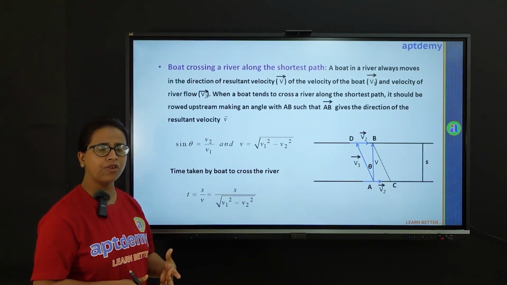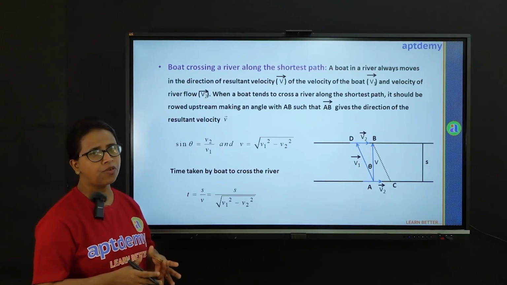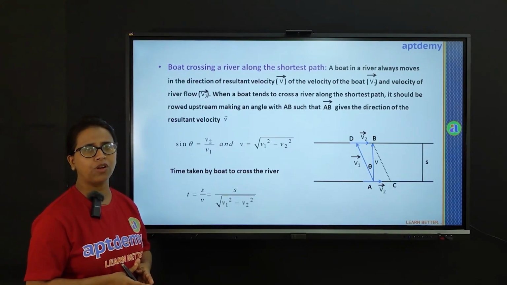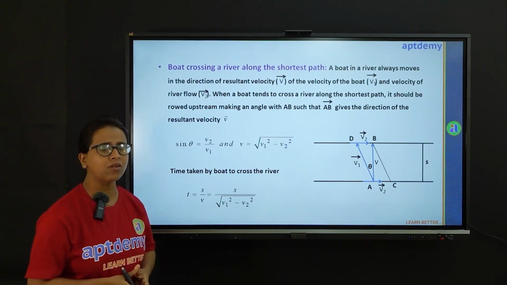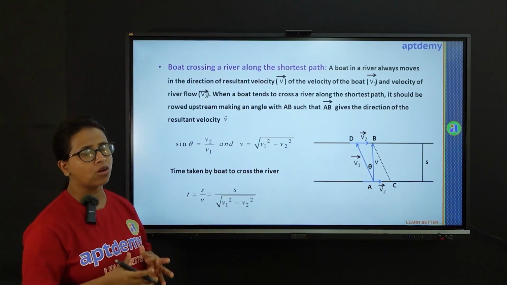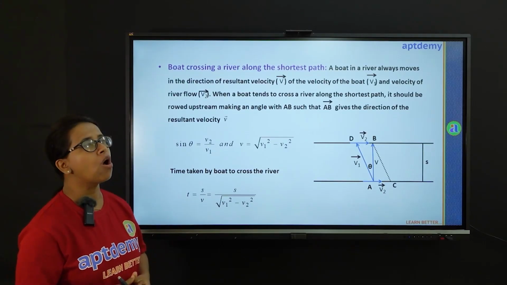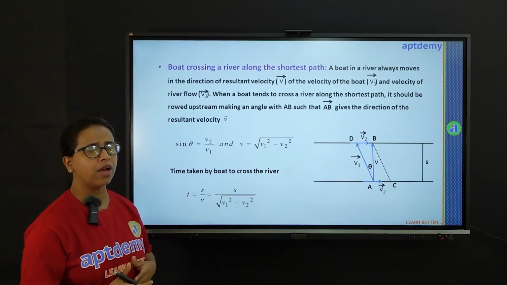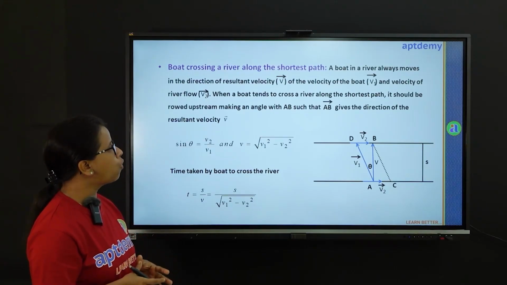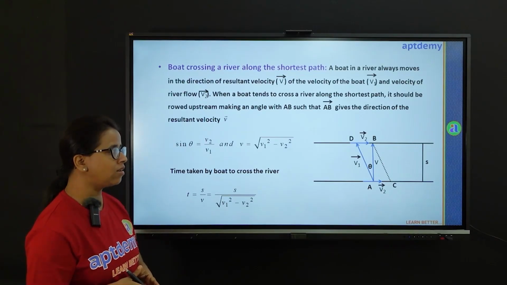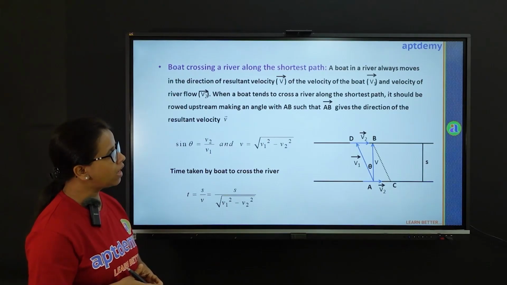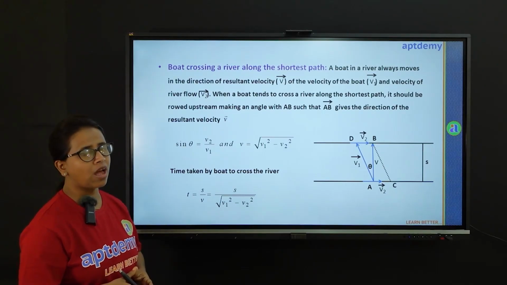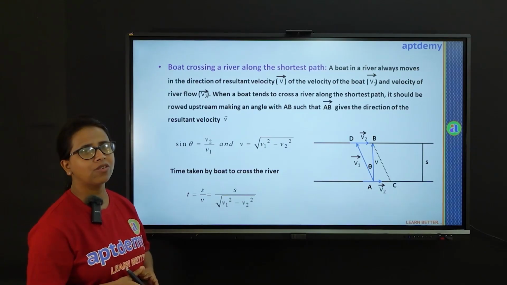So the boat has a velocity of its own, say vector v1, and the river by itself has a velocity of its own, say v2. Then the resultant of these two velocities, v1 and v2, is represented by vector v. And the boat, while crossing the river, actually moves in the direction of this resultant velocity. So whenever a boat intends to cross the river along the shortest path, it will have to row upstream such that it makes an angle theta with AB. You can see in the drawing, the boat has to move upstream making an angle theta with AB such that vector AB gives the direction of the resultant velocity.